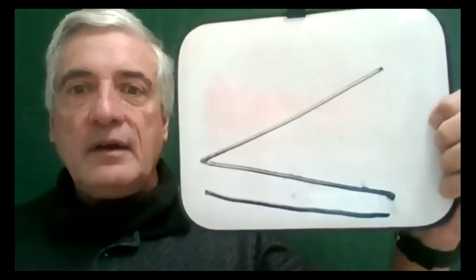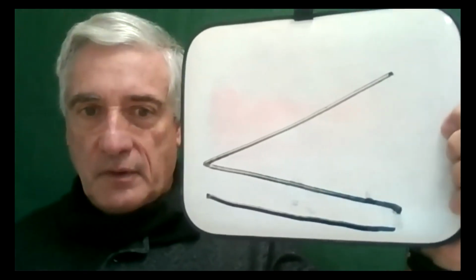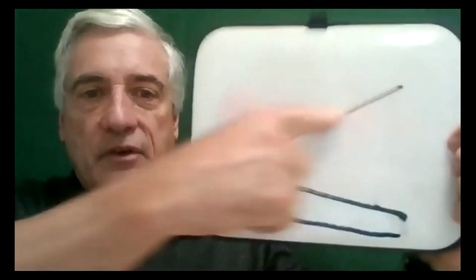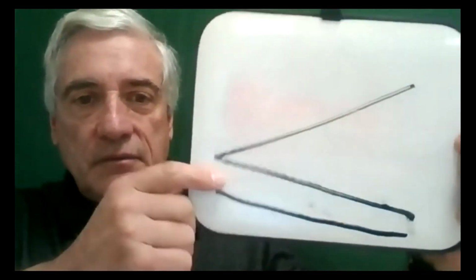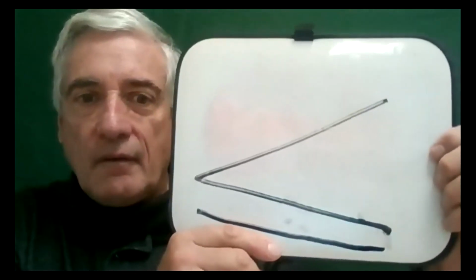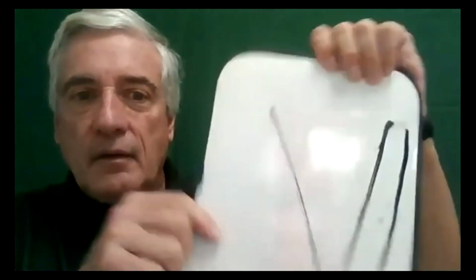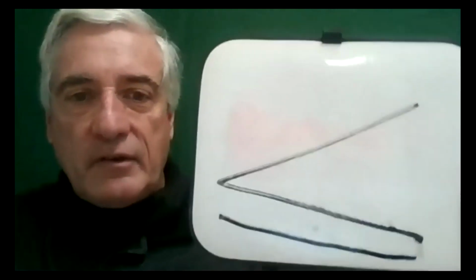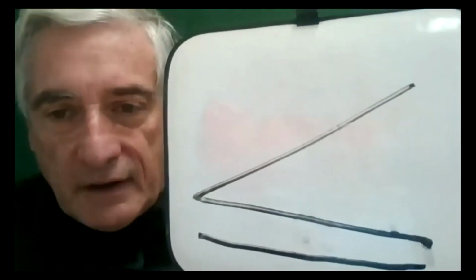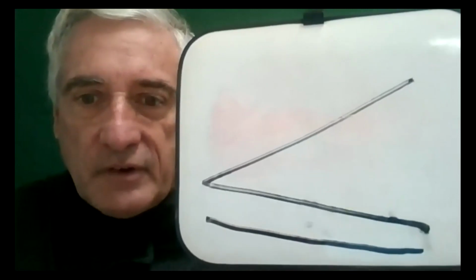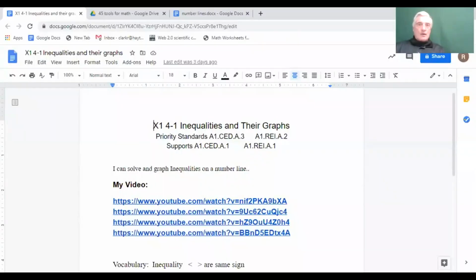We also have less than or equal to. This is greater than or equal to. The equal sign simply means that when we graph it, we're going to have a colored in dot. So let's go talk about some graphing. This is inequalities and their graphs. The standard is A1 CED A.3. I can solve and graph inequalities on a number line.